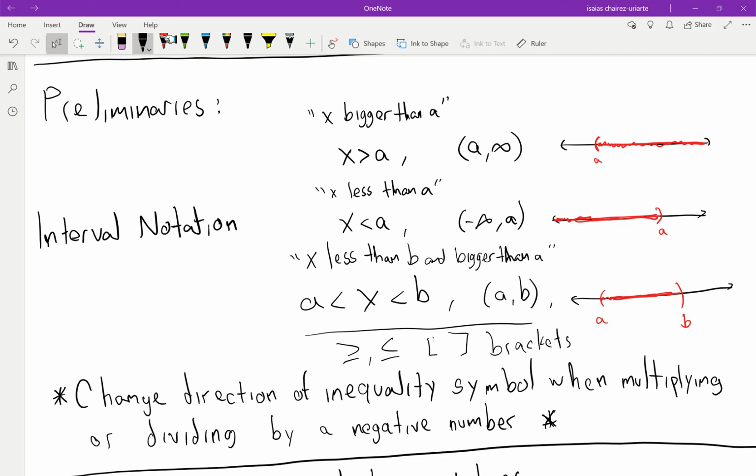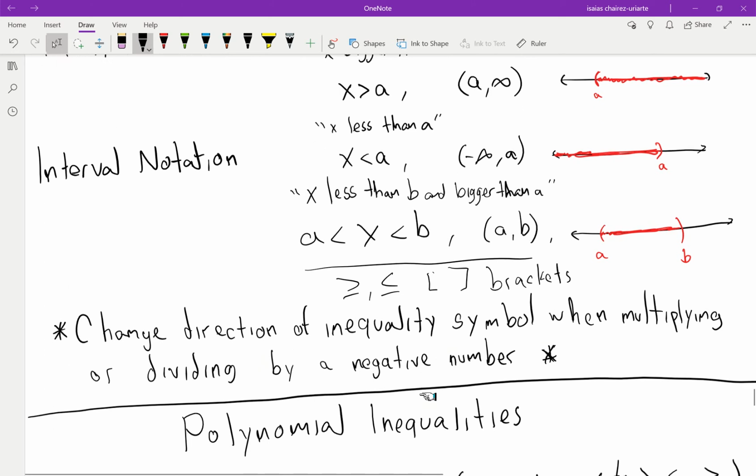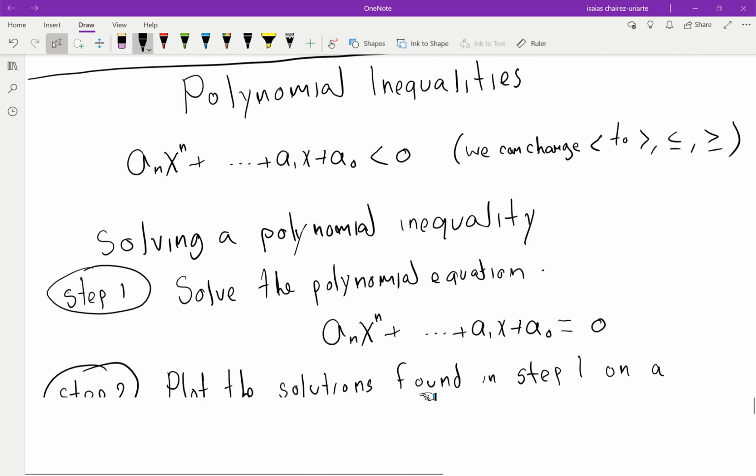Another thing that you definitely want to be aware of right now is that you need to change the direction of the inequality symbol whenever you're multiplying or dividing by a negative number. So the direction of the inequality symbol changes if you multiply or divide by a negative number. Keep that in mind. Okay, let's get into some polynomial inequalities then.